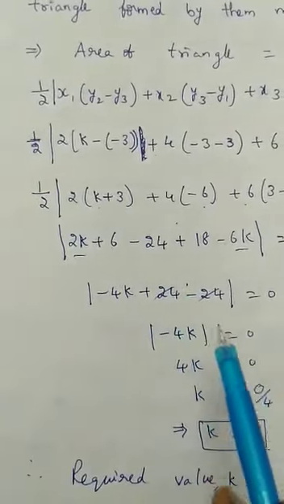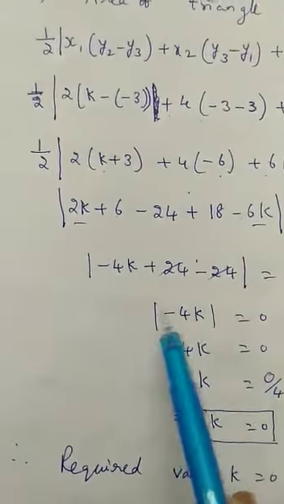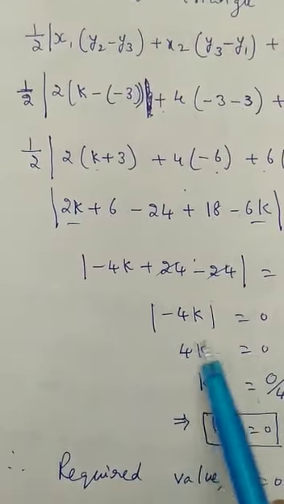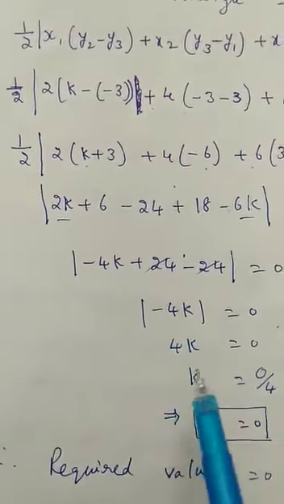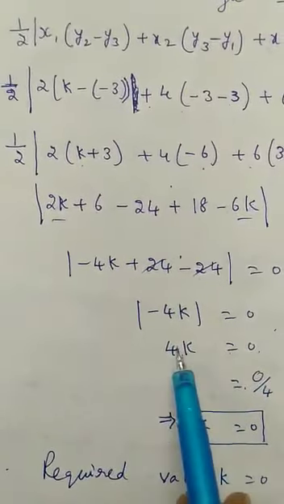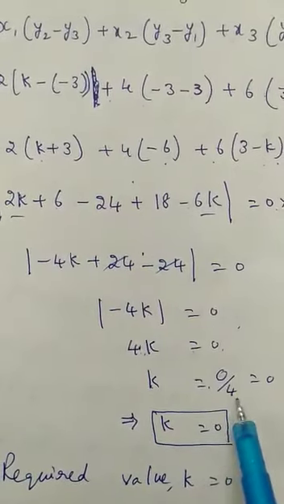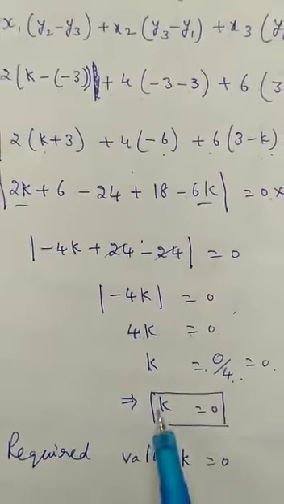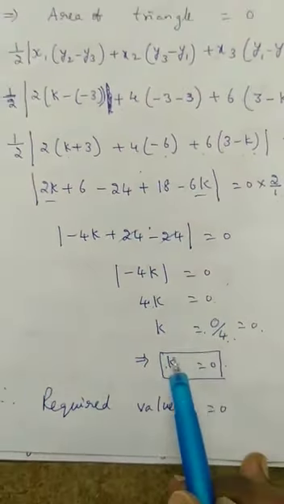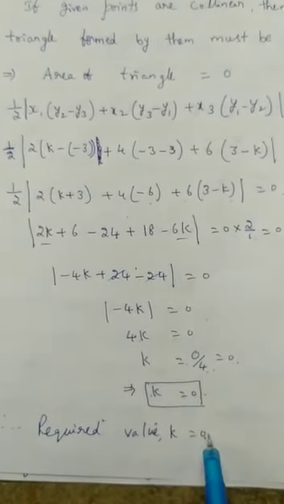So plus 24 minus 24 cancel. The balance is modulus of minus 4k is equal to 0. Inside the modulus, if we have the negative sign, it changes to positive, so you write it as plus 4k equal to 0. k is equal to, the product is transferred to the other side and changed to a division. 0 by 4 is equal to 0, k is equal to 0. So therefore the required value k is equal to 0.